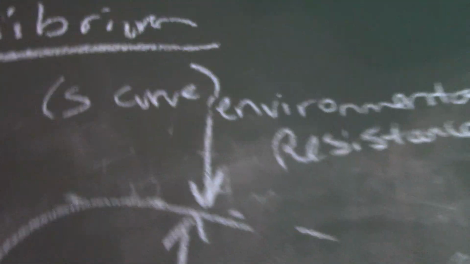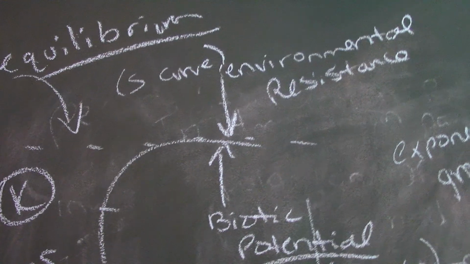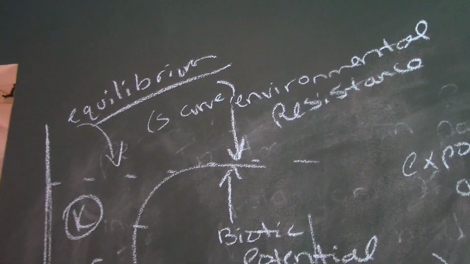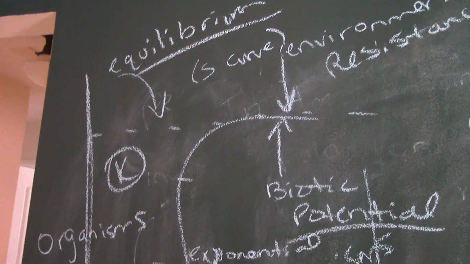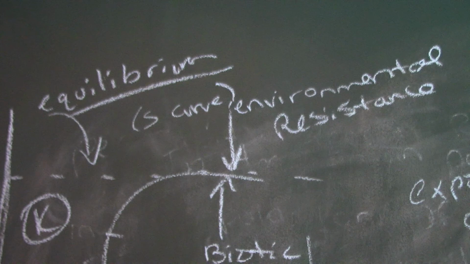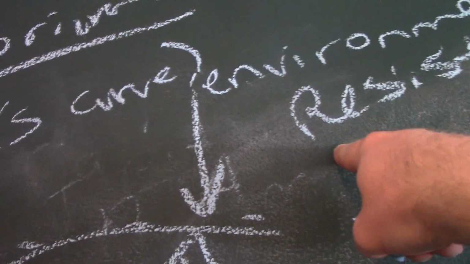And the environmental resistance are all the limiting factors in an environment that will limit growth. And that could be predation, that could be parasitism, that could be nutrients, that could be water, that could be sunlight, that could be the spread of disease. It could be environmental change, like climate change. It could be habitat loss. So environmental resistance are all the things that limit growth in an environment.